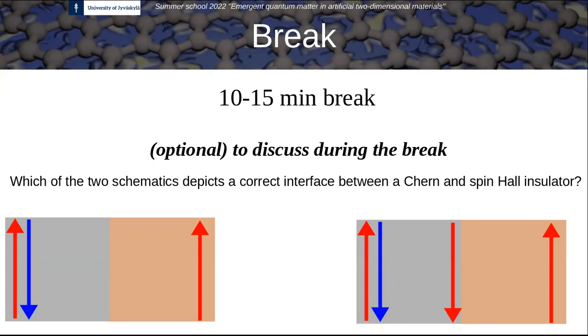But before we go to the physics part, let's do as always. So any thoughts of which one of these two depicts the right interface between a quantum spin Hall insulator and a quantum anomalous Hall insulator?